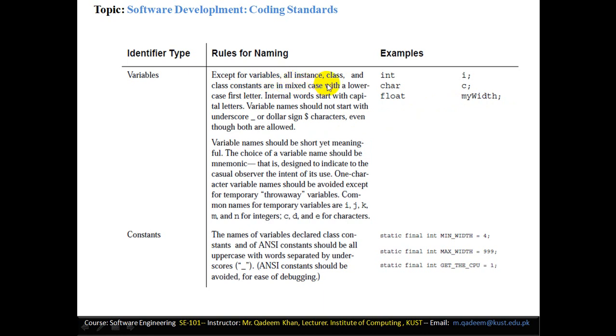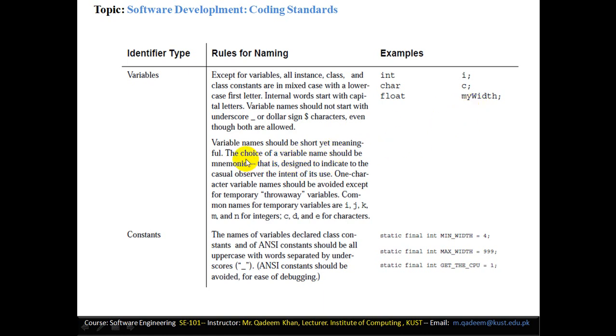Except for constants, variables, instances, and class variables are in mixed case with a lowercase first letter. Already we have defined that it should start with a lowercase first letter. A variable name should not start with an underscore. In many languages it can start with an underscore, but it should not start with a dollar symbol or underscore. Even though both are allowed, it should not be started with a dollar sign or underscore. A variable name should be short yet meaningful. It should not be more than 70 characters, and it should be meaningful according to the purpose of the variable.